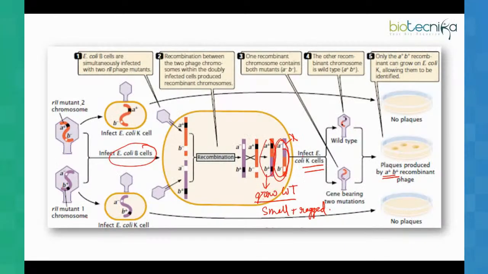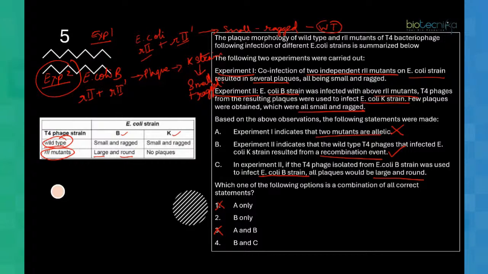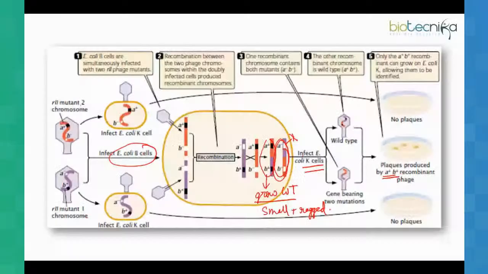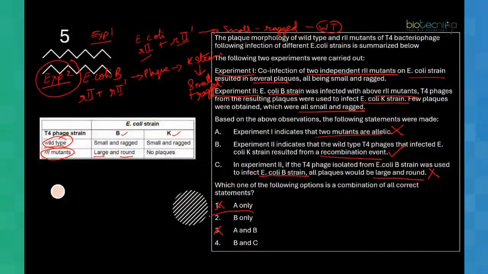Okay, so when we infect it again in B strain, it won't be only large and round. There will be large and round, and in fact, large and round will be the parental type, so they will be more in number. But at the same time, small and ragged plaques will also be there, which will be showing the recombinants. Okay, so this statement is also incorrect. Which is correct? Only option B. This is the correct answer.